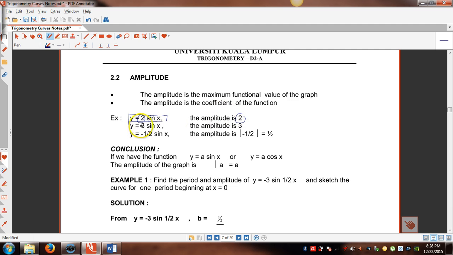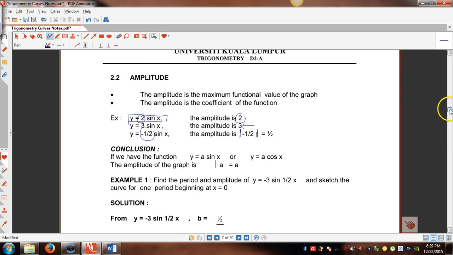So y equal to 3 sine x. So obviously 3 is a constant. So 3 is the amplitude. So y equal to negative half sine x. So negative half is a constant. So amplitude should be in absolute value. Amplitude must be positive, right? So negative half absolute value, then we get positive half.